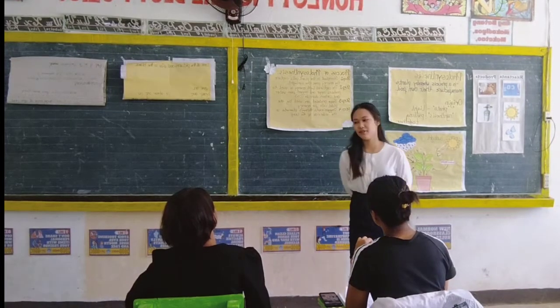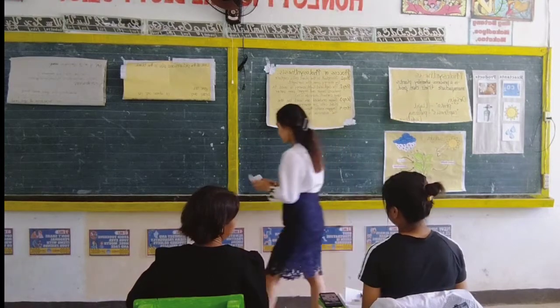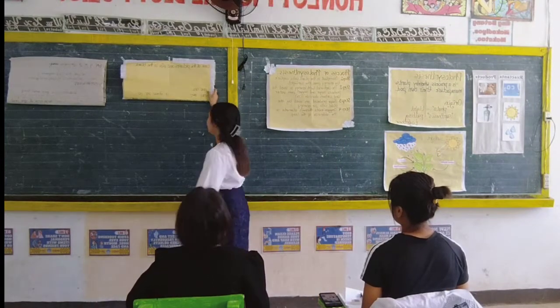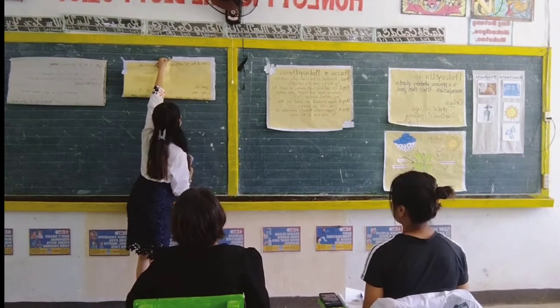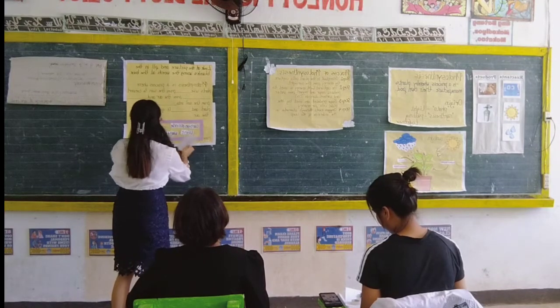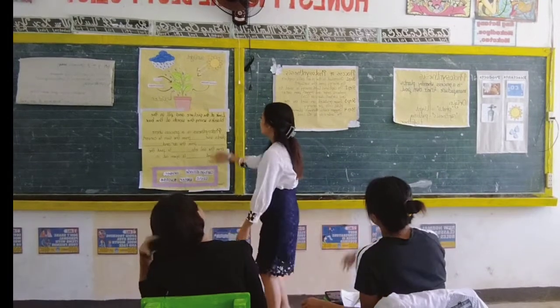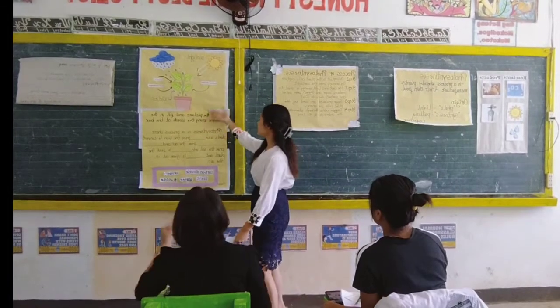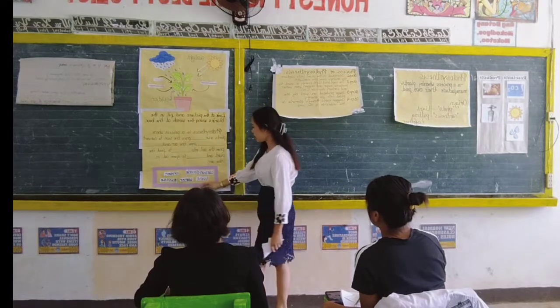Are there any questions? None, ma'am. Okay. So we proceed now to the first activity. Okay, let's proceed to Activity number 1. Look at the picture. This is the picture. And fill in the blanks using the words in the box.